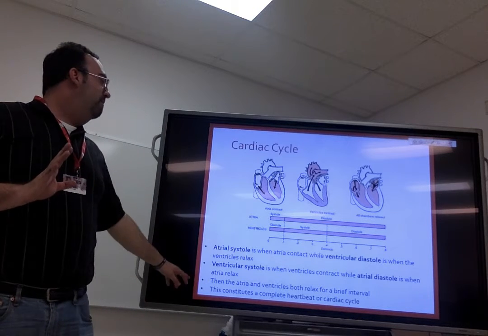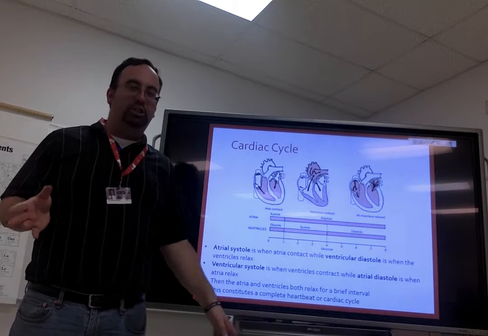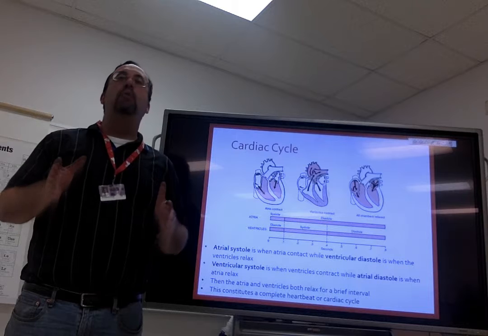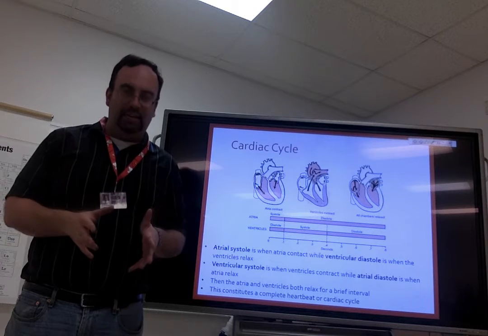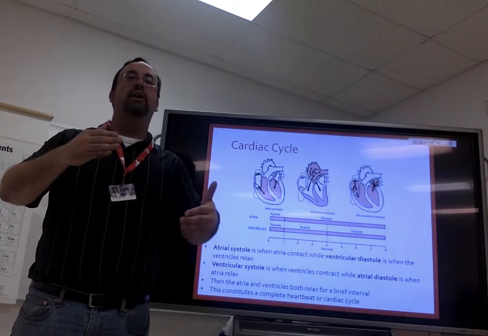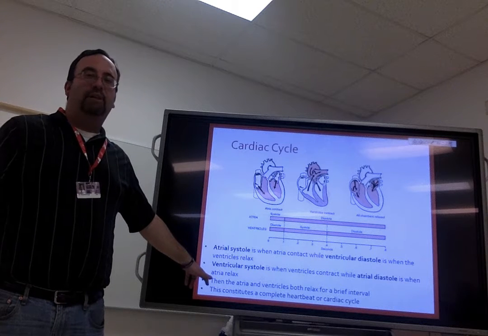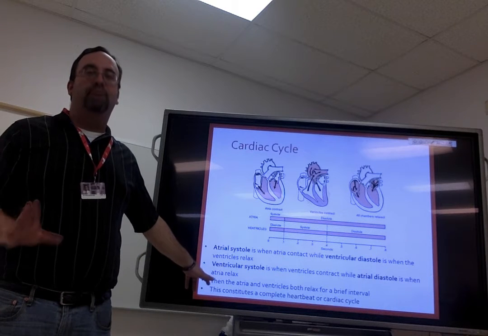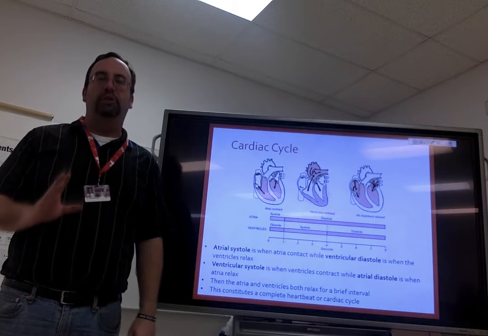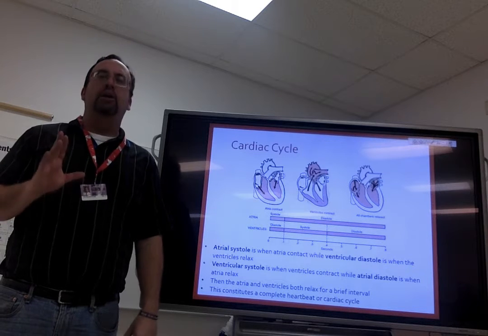All right. Ventricular systole then is when the ventricles contract, while the atrial diastole is when the atria relax. And so again, notice that when one set of chambers is contracting, the other set of chambers is relaxing. And so it goes back and forth between contracting and relaxing. Then the atria and ventricles both relax for a brief interval. Just like us, after we've been working out for a while, it's always good to take a few moments to sit back and breathe and then go right back into it again.